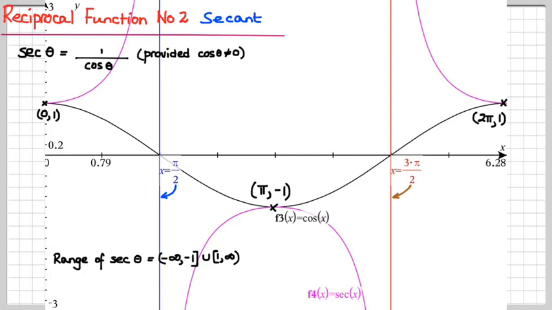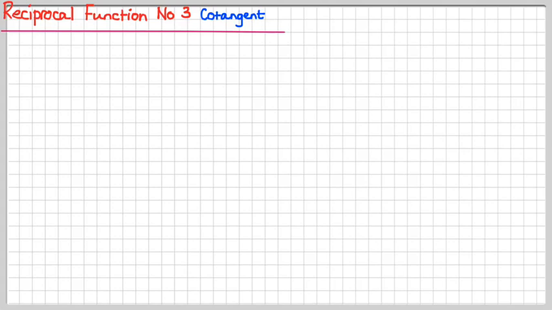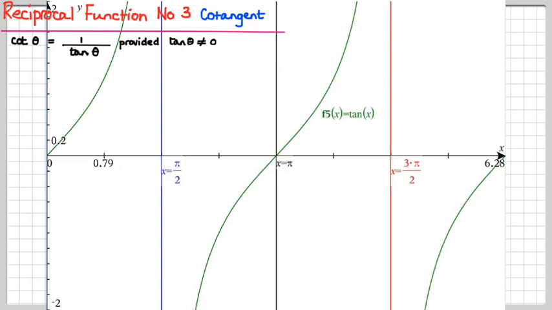Alright? Yes, very good. Okay, here's the third one, cotangent. Now, this is 1 over tangent. It's called cot for short. And yes, provided tan doesn't equal 0, which it does in certain spots, so this is also going to have asymptotes. Now there's the graph of, what's that the graph of? That's the graph of tan.